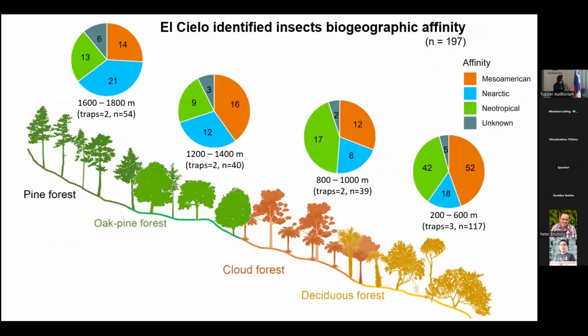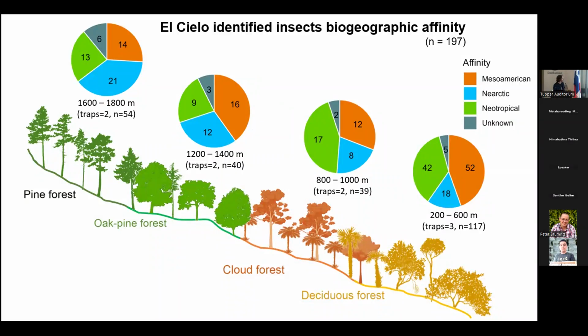But if we look at it also by habitat, again, this is based on very limited non-random samples of 200 species for which we know at least some data. You can see that the portion of the Nearctic species is somewhat similar along the gradient, and what is changing is really the contribution of the Mesoamerican and neotropical fauna, which is decreasing as we go up with the elevation.